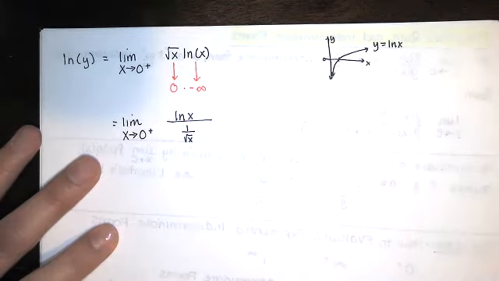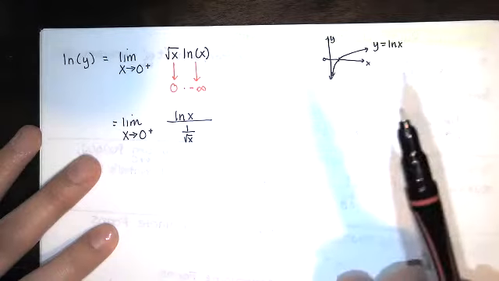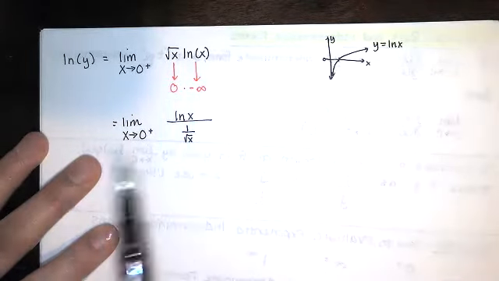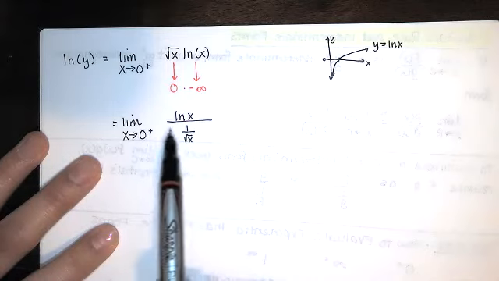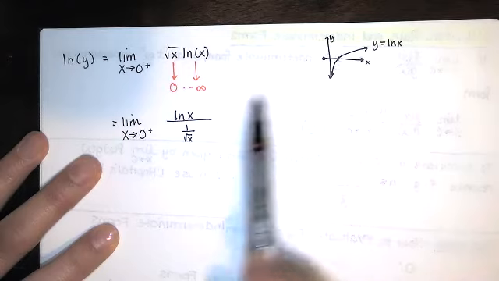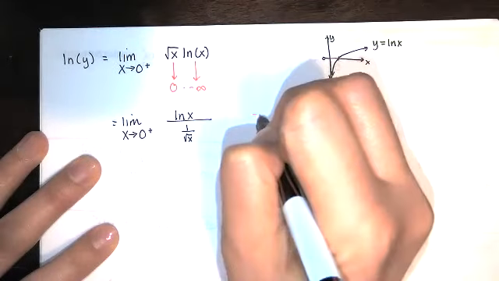Now, after we do that, we should have an infinity over infinity, ignoring the sign, or a 0 over 0 indeterminate form. Now, as x approaches 0 from the right, natural log of x still approaches negative infinity. So we've got negative infinity in our numerator.